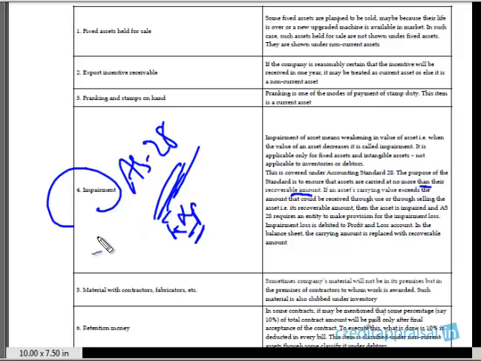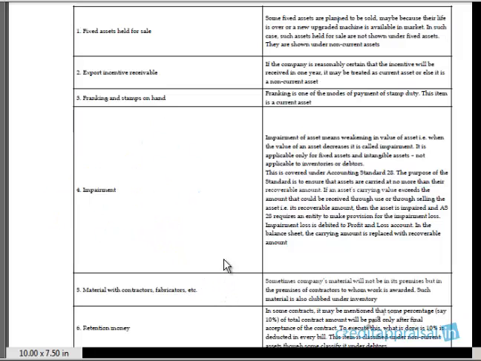But in case you encounter it, please classify it as a reduction of the carrying value. Please reduce the carrying amount by this value. Okay. Then there's materials with contractors and fabricators. In certain businesses, maybe the company will outsource. Maybe it will send its products to some other contractor.